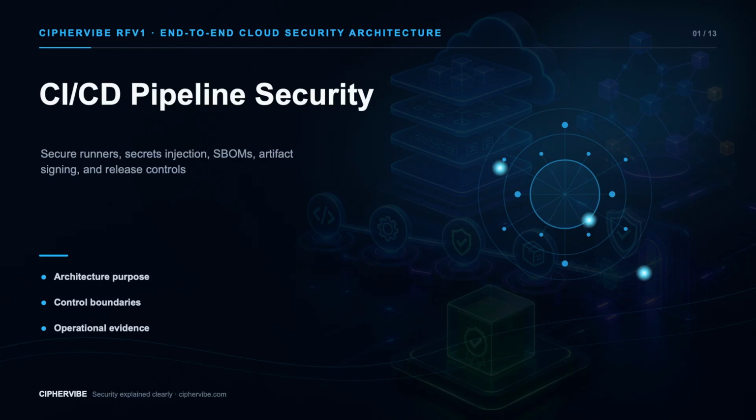Welcome to episode 18 of CipherVibe's end-to-end cloud security architecture course. CI/CD pipelines are software factories with privileged access to source, dependencies, artifacts, cloud accounts, and production deployment. Securing them protects both the supply chain and the infrastructure they control. We will connect its purpose, design boundaries, implementation path, failure modes, and evidence of effectiveness.